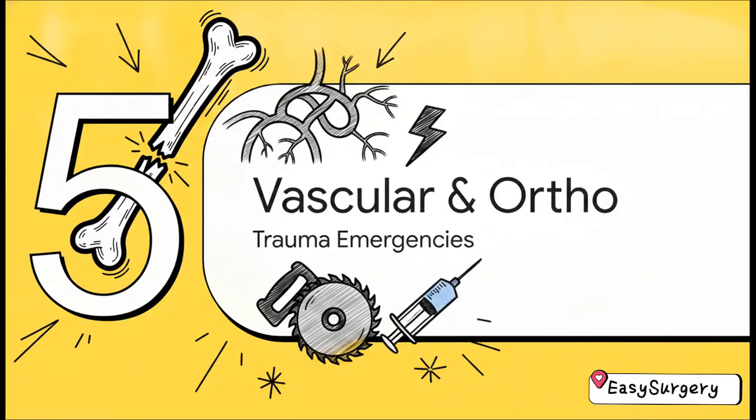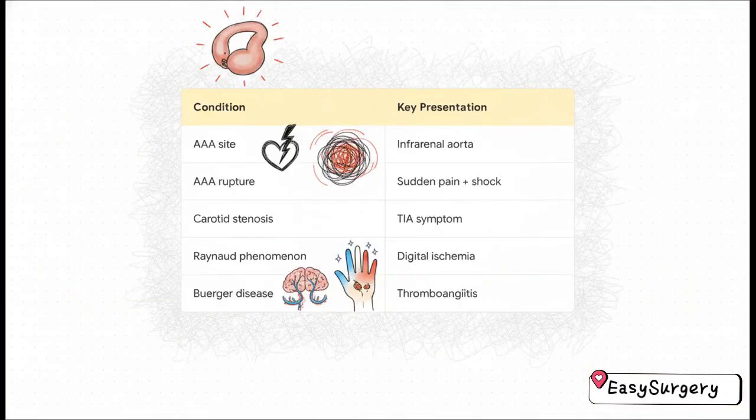Last stop, Department 5, Vascular and Orthopedic Trauma. We're in high-stakes territory now. These are vascular emergencies, where recognizing associations instantly can literally be life-saving. The most common site of an abdominal aortic aneurysm, or AAA, is the infrarenal aorta. Paint a vivid picture of this next one in your mind. An AAA rupture presents with sudden abdominal or back pain paired with shock.